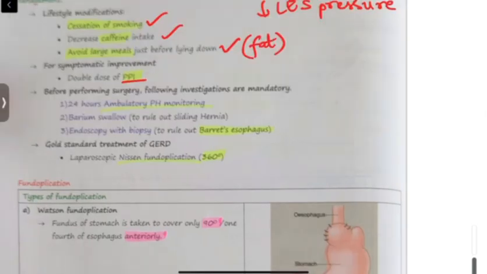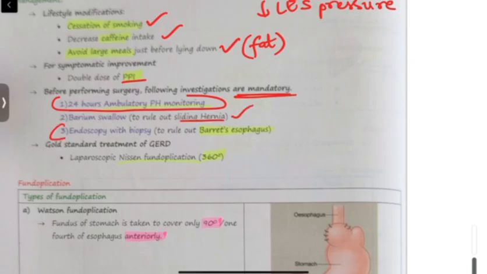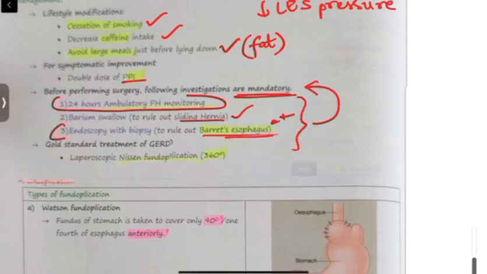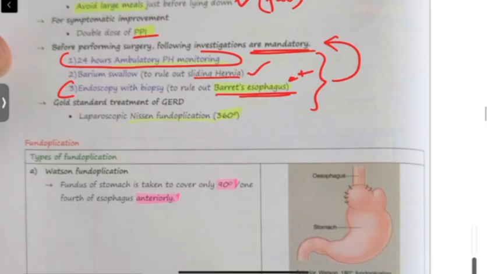Okay, before performing surgery, the following investigations should be mandatory in case of GERD. That is 24-hour ambulatory pH monitoring, then barium swallow to rule out sliding hernia, and endoscopy with biopsy to rule out columnar metaplasia or Barrett's esophagus. Once these three are confirmed, we should take the patient for surgery, otherwise we should not. The gold standard treatment is surgery, that is laparoscopic Nissen's fundoplication.